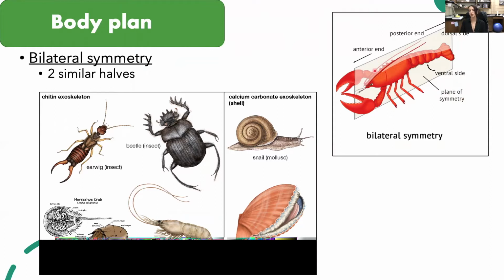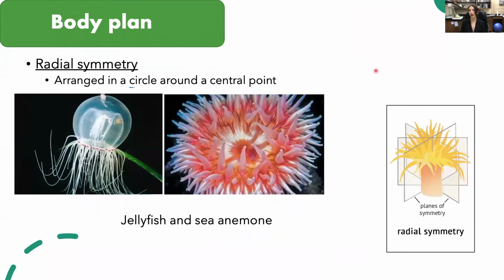In contrast to a body plan that is bilaterally symmetrical, you can also have radial symmetry. This means that your body plan is arranged in a circle around a central point. We'll talk about this in terms of jellyfish and the sea anemone. So here we have multiple planes of symmetry that we can cut the sea anemone into. It just has to originate from this center point here. So our jellyfish and our sea anemone are characterized by having radial symmetry.